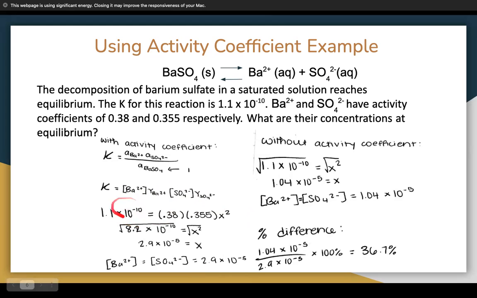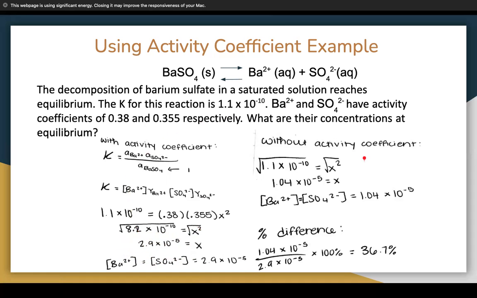We have K right here equal to the activity coefficients times the concentrations. And then here I just put x squared because these concentrations are going to be the same, because we start off with 0 of each. And so we solve for x, and we get a value of 2.9 times 10 to the negative 5. So barium 2 plus and sulfate both have this concentration.